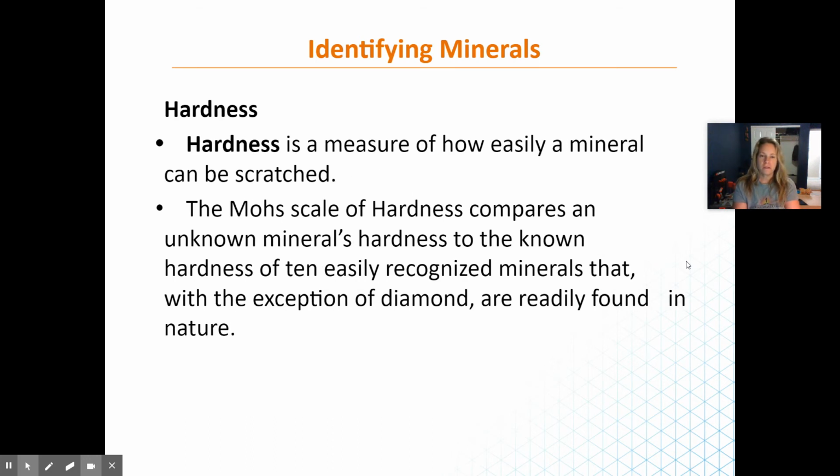And then hardness is how easily it scratches something. How does it scratch glass? How does it scratch a penny? How does it scratch a piece of metal? We use a thing called the Mohs scale of hardness, and that just compares known minerals with unknown minerals. So, for example, you can scratch talc with your fingernail, whereas you can't scratch quartz with your fingernail. So quartz is definitely much harder, and you guys will practice using that as well.